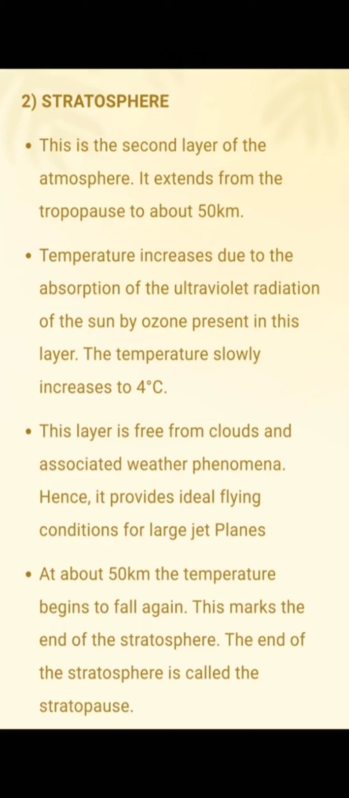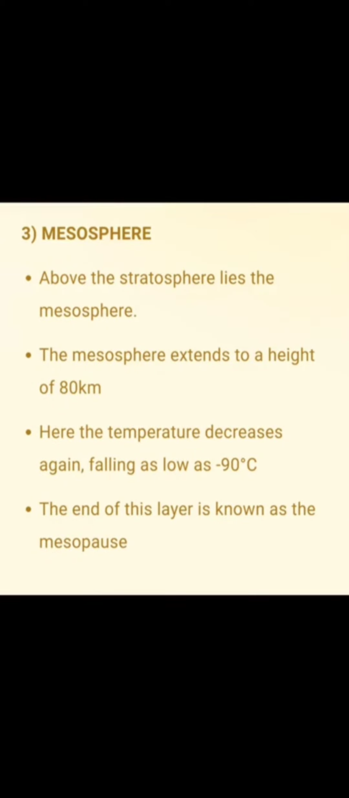At about 50 km, the temperature begins to fall again. This marks the end of the stratosphere, which is called the stratopause. Now, the third layer, that is the mesosphere. Above the stratosphere lies the mesosphere. The mesosphere extends to a height of 80 km. Here the temperature decreases again, falling as low as -90 degrees Celsius. The end of this layer is known as the mesopause.